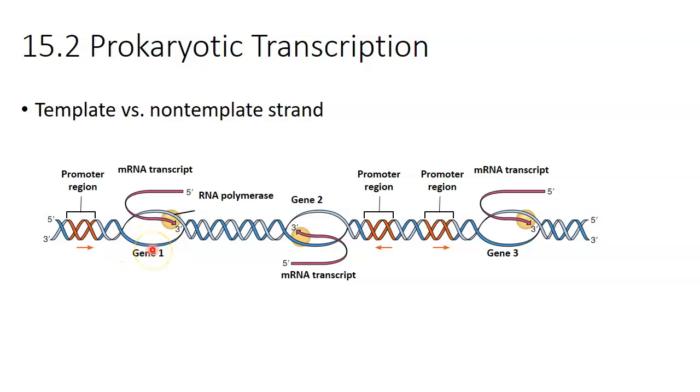Why is it there? Well, if we go downstream and look at gene number 2, it's actually the opposite. The dark blue strand of DNA holds the gene in this case. And if we go down to gene 3, we just reversed it again. In gene 3, the light blue strand contains the gene. So it's not true that one strand is always going to be the strand that contains the gene. It's going to depend on the gene.